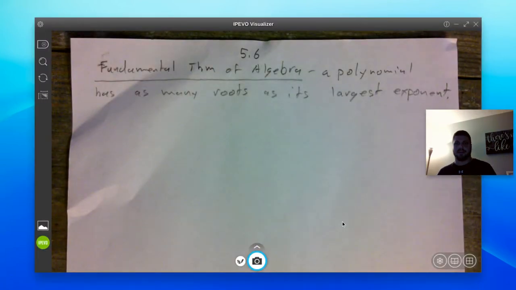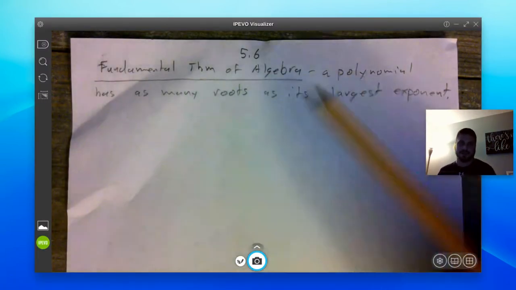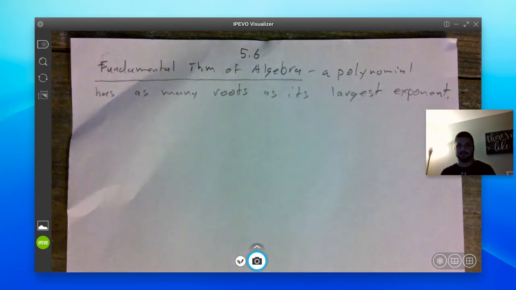All right, so we've talked about this before in class. You can pause the video and write this down if you'd like to. The fundamental theorem of algebra. The fundamental theorem of algebra says that a polynomial has as many roots as its largest exponent.